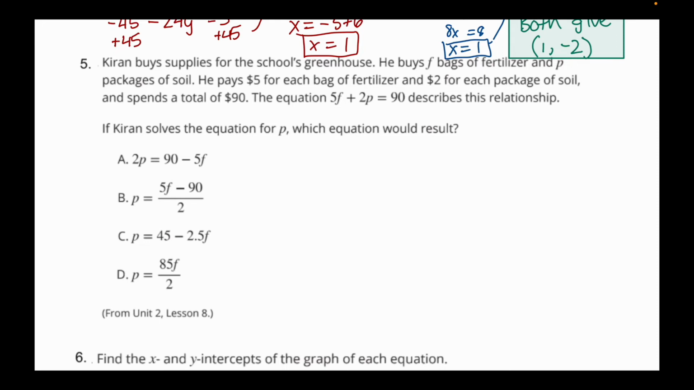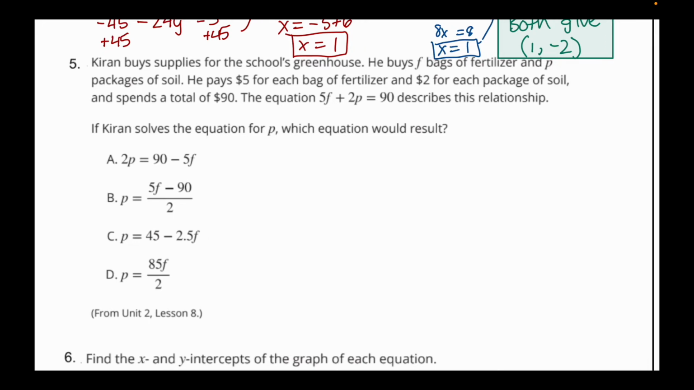So Kieran is solving the equation for P. That means get P by itself. So automatically, if I need to get P by itself, I know it can't be this first option because this is 2P. P is not by itself there. So we can cancel that one out. But let's actually just look at what we have. So let's use 5F plus 2P equals 90. And really, I just want to get P on its own. So I want to take care of everything else that's not highlighted first. That includes the 5F, and it includes the 2.